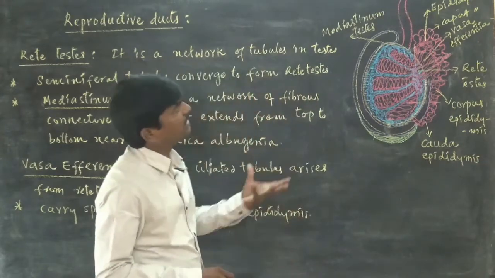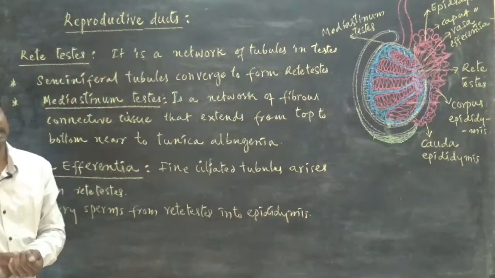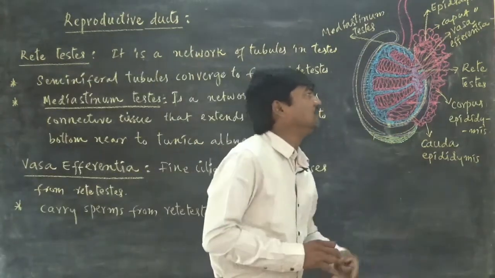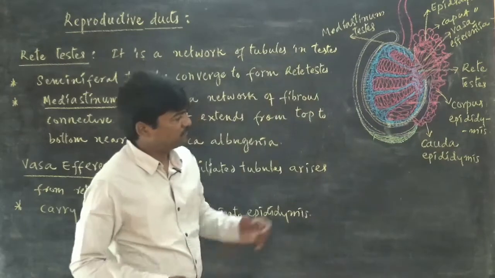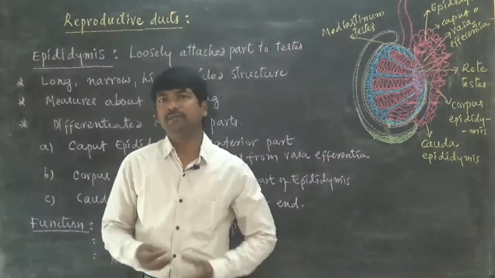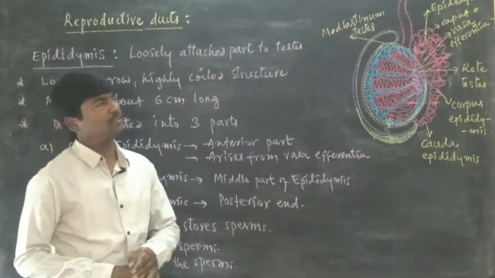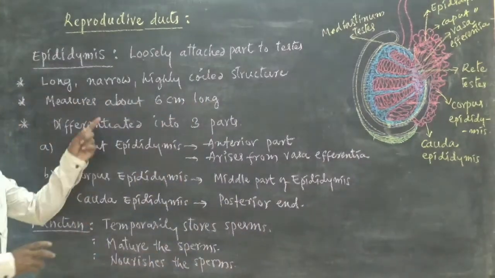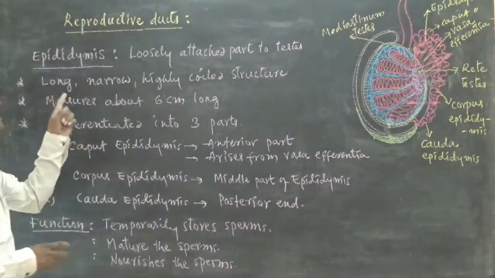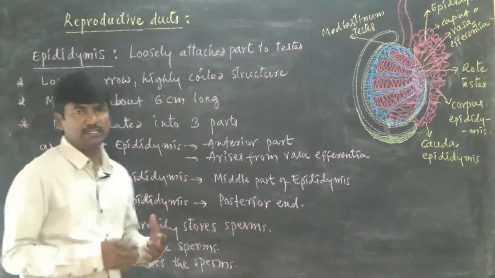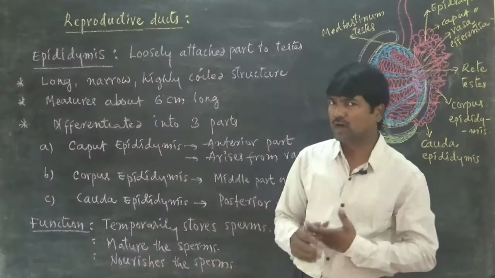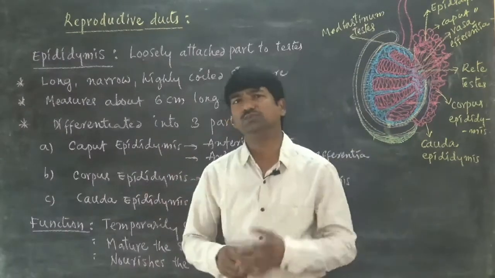From there the vasa efferentia enter into the epididymis, and the epididymis is divided into three parts: caput epididymis, corpus epididymis, and the last part known as cauda epididymis. The epididymis is one of the reproductive ducts. It is a loosely attached part of the testis, a long, narrow, highly coiled structure measuring about 6 centimeters long. It is divided into three parts.